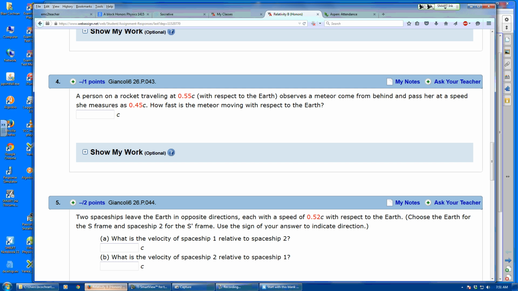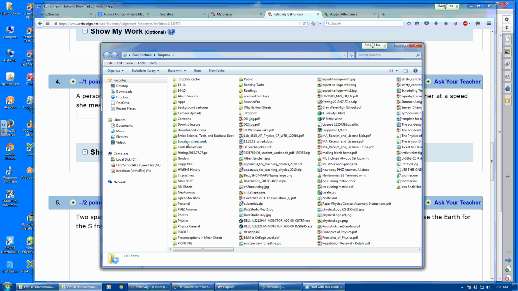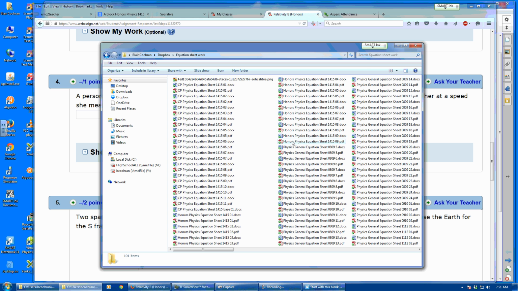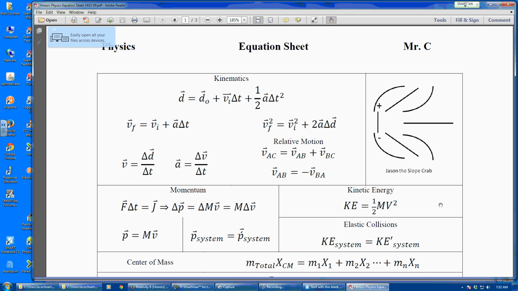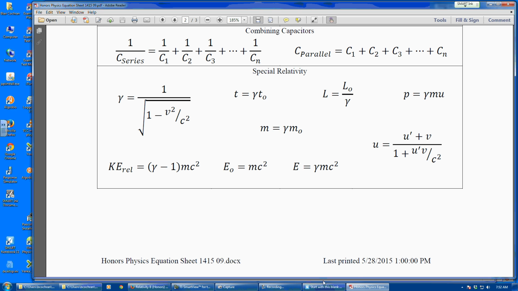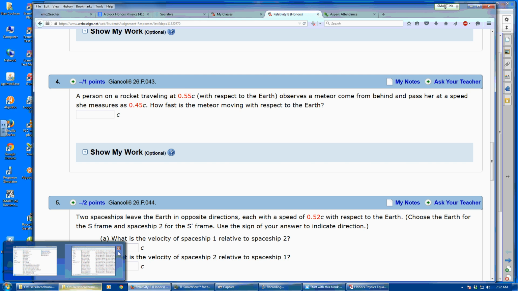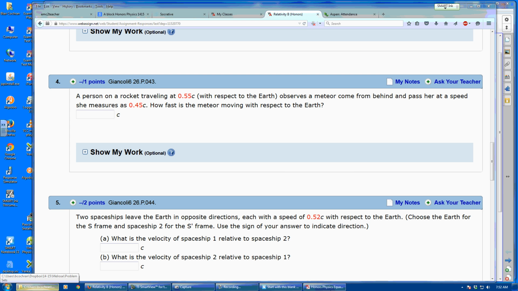Oh, I forgot to have our equation sheet. Let me get that open real quick. Let's see. All right, there we go.